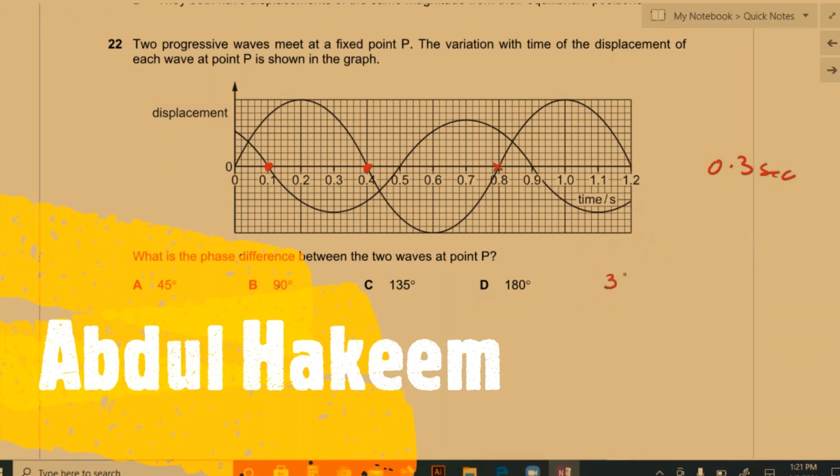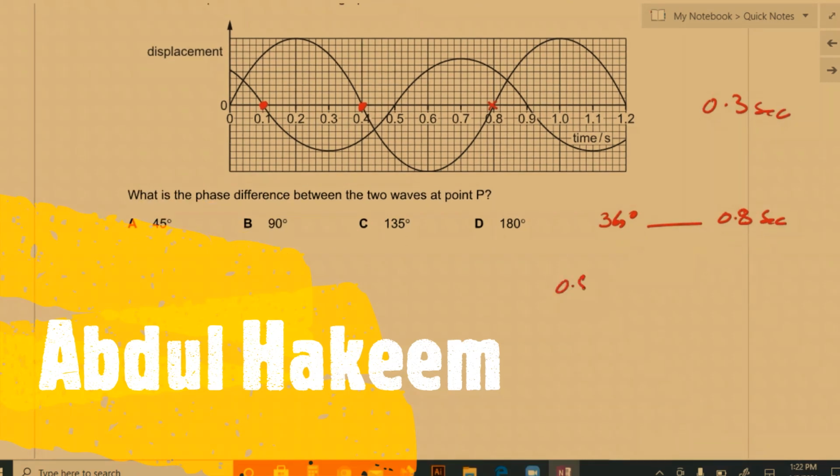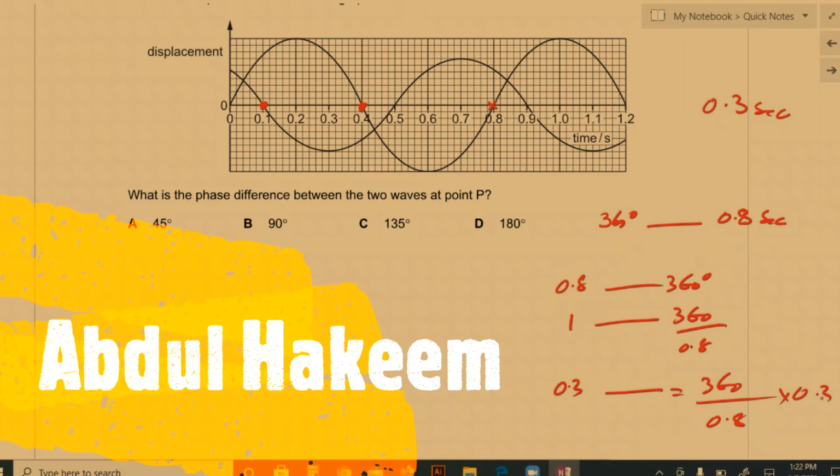So 360 degrees are represented by 0.8 seconds. If 0.8 second is representing 360 degrees, then 1 second will represent 360 degrees divided by 0.8. And the time difference between these two waves is 0.3. So 0.3 second will represent 360 degrees divided by 0.8 into 0.3, and it is approximately 135. So C is the answer.